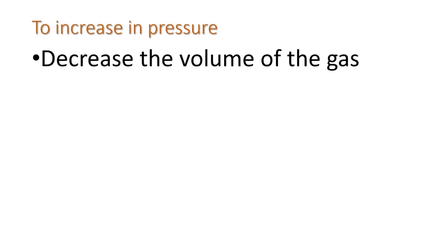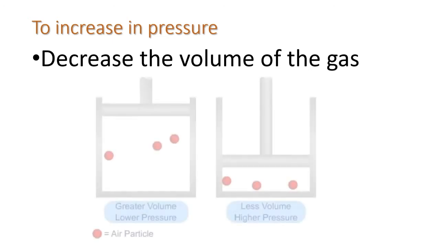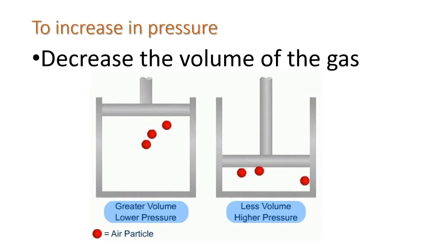The last way in which we can increase pressure is to decrease the volume of the gas. When the space that the particles are found in is made smaller, there will be more collisions because there's less space for the particles to move in. When these collisions occur, the force that occurs we call the pressure. As you can see in these particles, in the smaller volume, or when there's less volume, there are more collisions with each other as well as with the sides of the container.